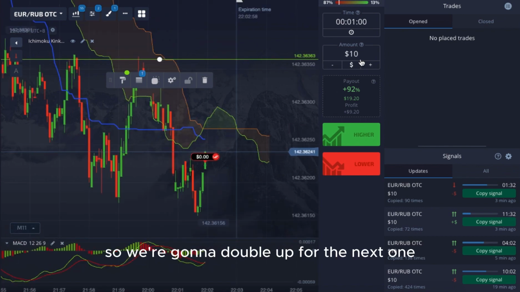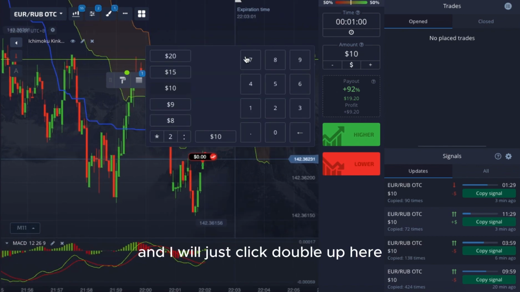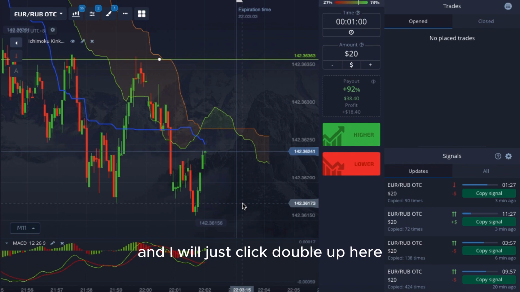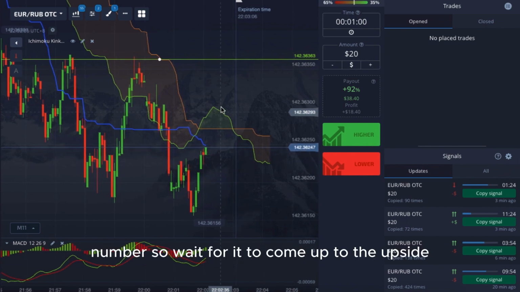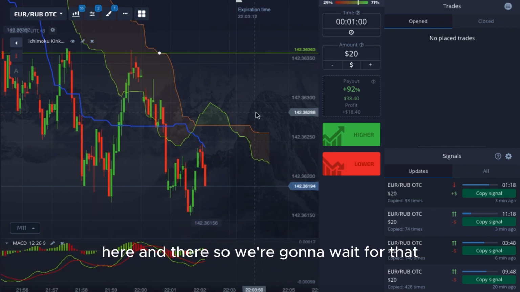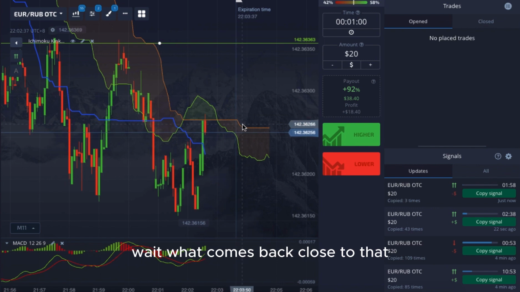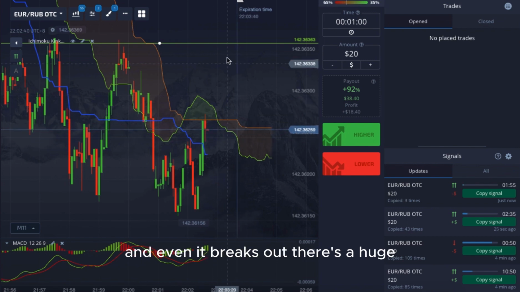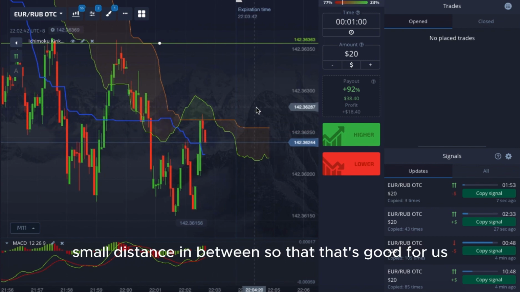So we're going to double up for the next one, and I will just click double up here. So wait for it to come up to the upside. If it closes above here, there's still some space between here and there, so we're gonna wait for that. Okay, wait, we're coming quite close to that. And even if it breaks out, there's a huge amount of distance in between, so that's good for us.